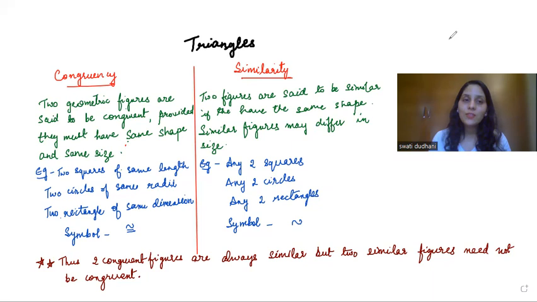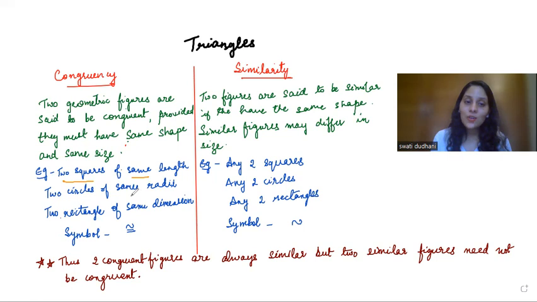Firstly, congruency. We already know that two geometric figures are said to be congruent if they have the same shape and the same size. The sizes and the shape should be same for the two figures to be congruent. For example, two squares of same length, because if the length is same, the size will be same.